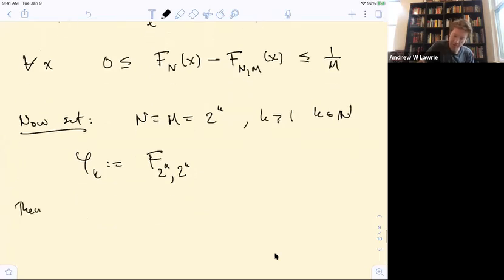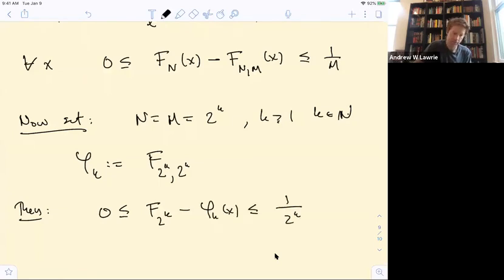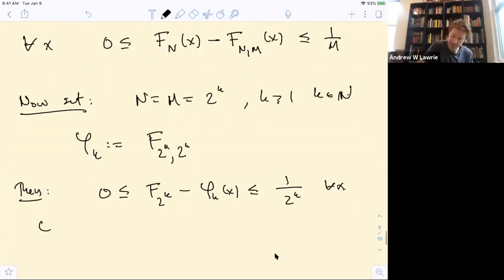Then, okay, for every x, the phi_k's are increasing, and satisfy all the properties.